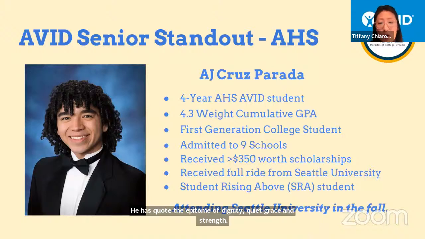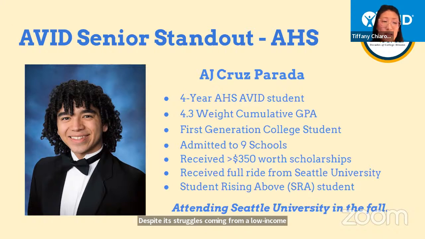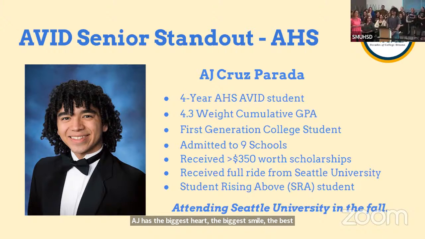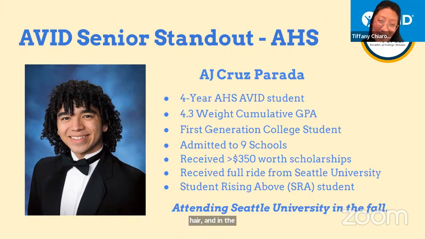Despite his struggles, coming from a low-income single-parent household, having to provide for his family through his part-time job, navigating the world as a member of a marginalized group, and helping his mother, who has been on disability and during her most difficult time, unable to move without pain, helping her out of bed, bathing her, painting her nails. Despite it all, AJ has persevered, and I can say with confidence, his resilience, intelligence, integrity, compassion, and beauty are unparalleled. AJ has the biggest heart, the biggest smile, the best hair. And in the fall, I see the campus of Seattle University with a full ride.